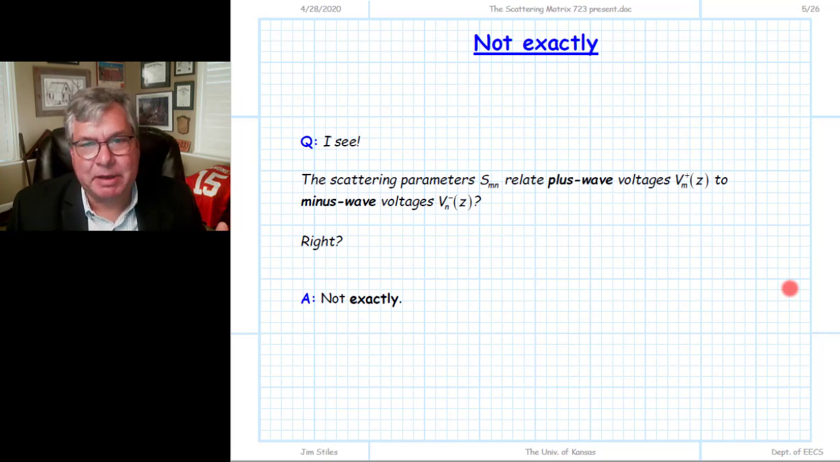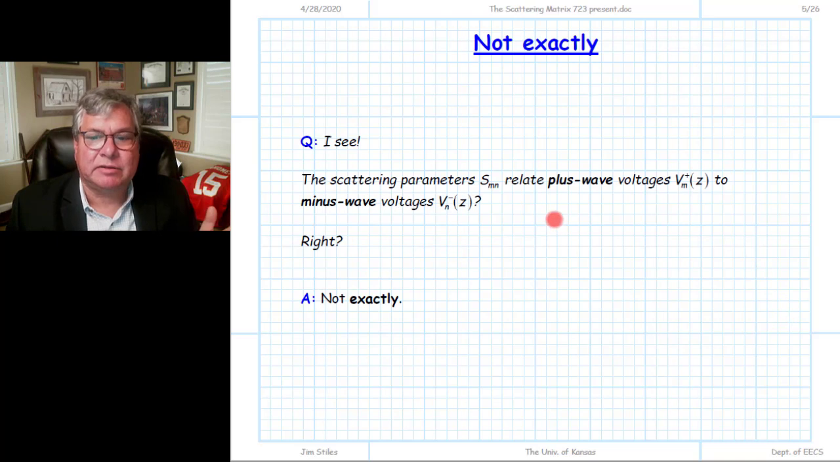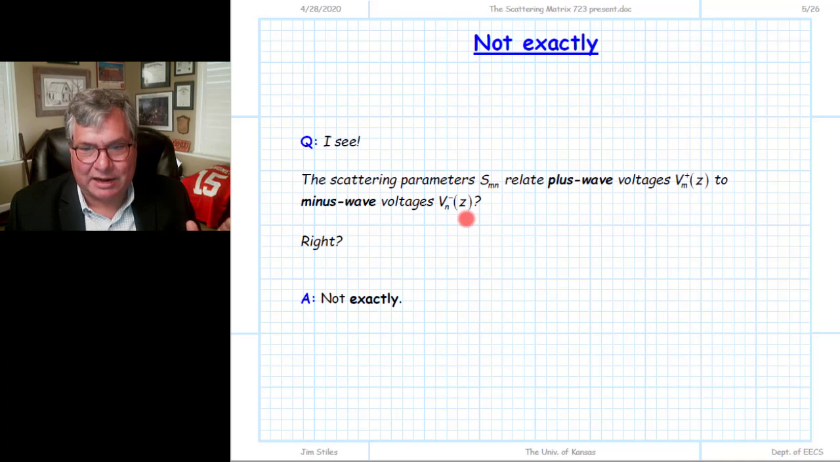A mistake that's commonly made among students and sometimes electrical engineers is to think that the scattering parameter that we define is going to be a relationship between an incident, plus wave voltage, as a function of position z, to the minus wave voltage. And that's not exactly correct, because this value, the scattering parameter value, is going to be a complex number. It's not going to be a function of position z. And so it doesn't relate this function of position z to this function of position z.